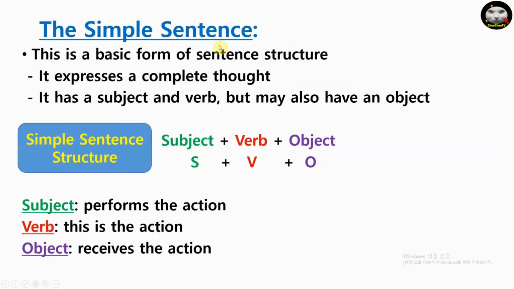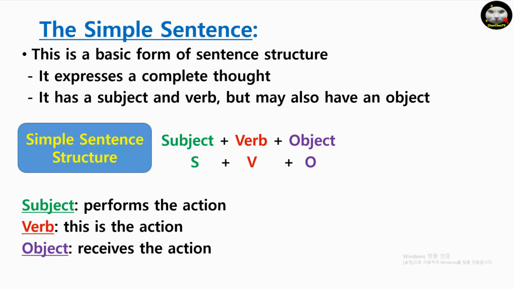The simple sentence. This is a basic form of sentence structure. It expresses a complete thought. It has a subject and verb, but may also have an object. The simple sentence structure is subject plus verb plus object. The subject performs the action, the verb is the action, and the object receives the action.